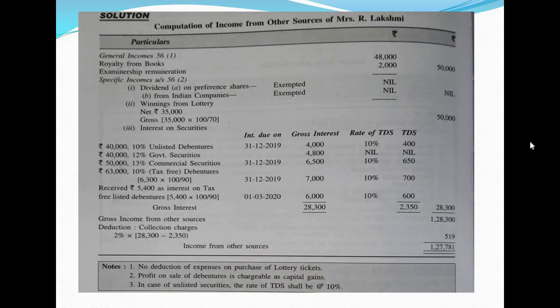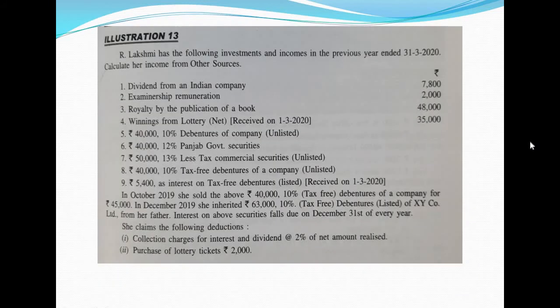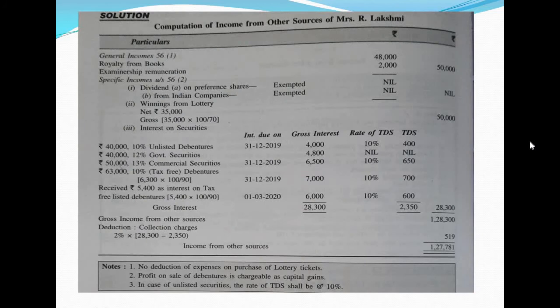So for interest on securities, you can see that there are four columns: interest due on, then the gross interest, then the rate of TDS, and the TDS. The TDS column has been shown so as to get the net interest and dividend received, as the collection charges have to be calculated on the net amount realized. From point number 1, it says that interest and dividend at the rate of 2% of the net amount realized.